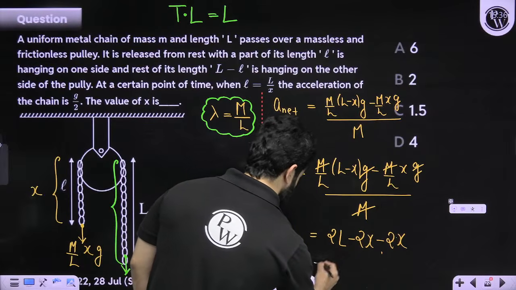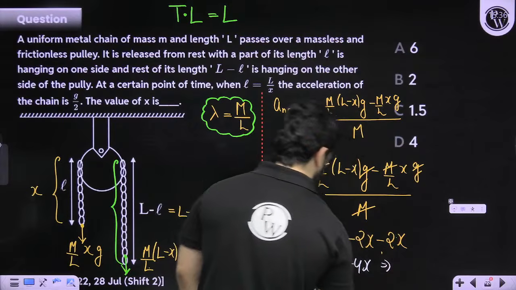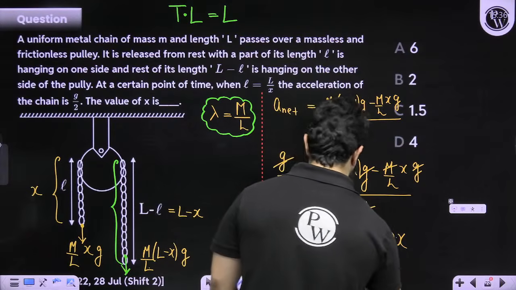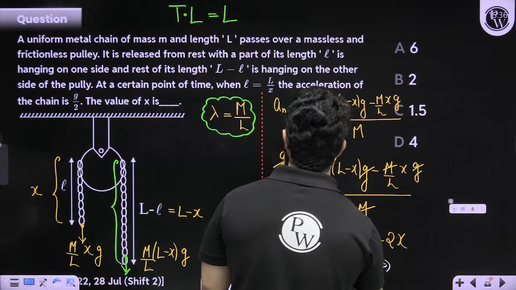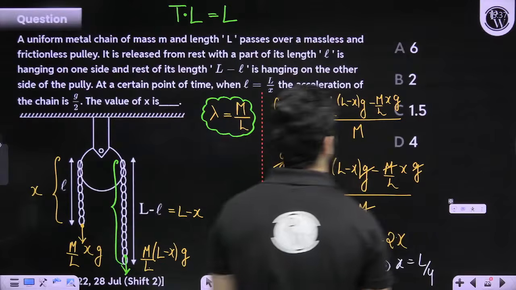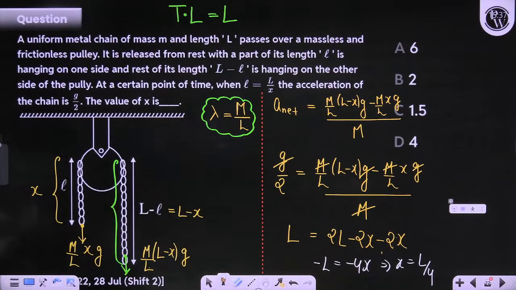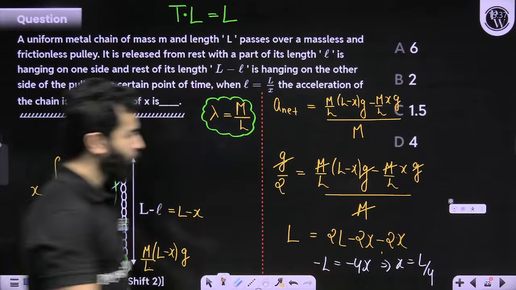This will become minus L and this will become minus 4x, and we want to find out x. So x will be L by 4. Clear? Now let me know if you have any doubt. We have got our answer, my dear friends. Answer is correct. 4 is absolutely correct.